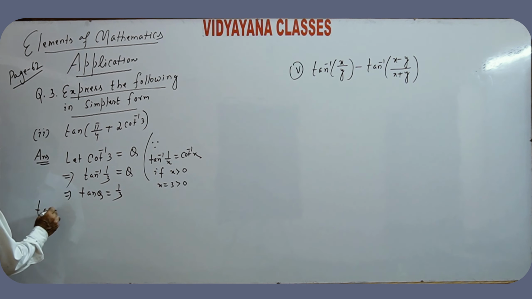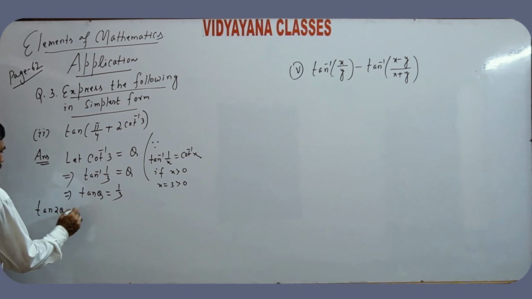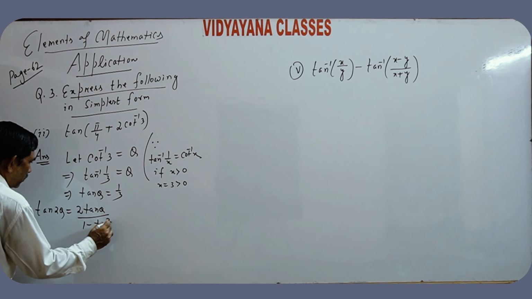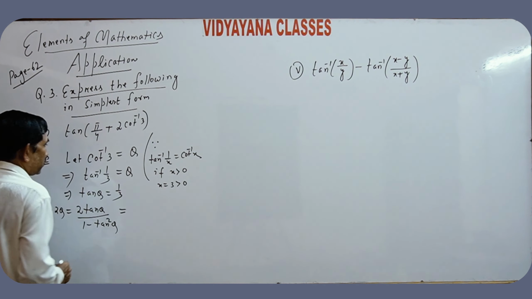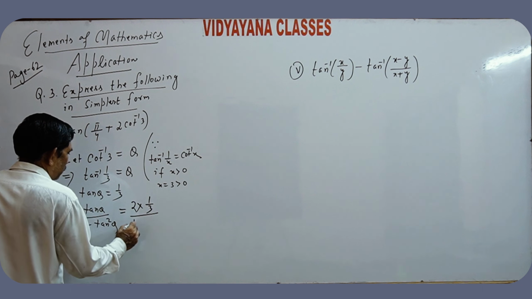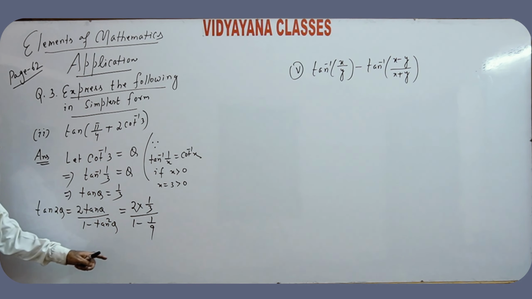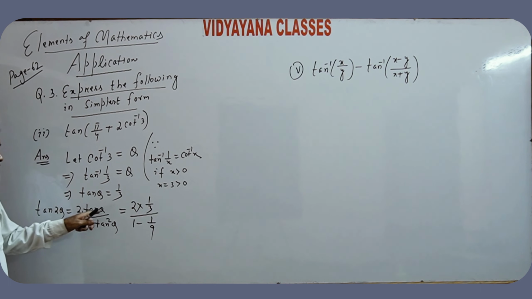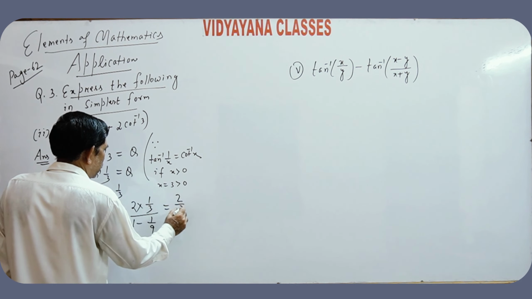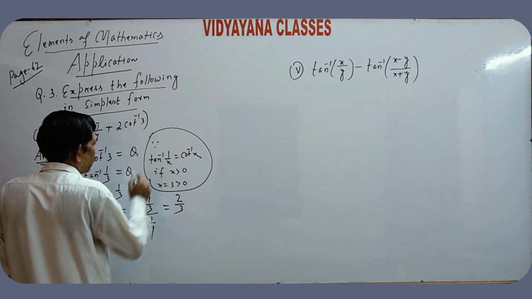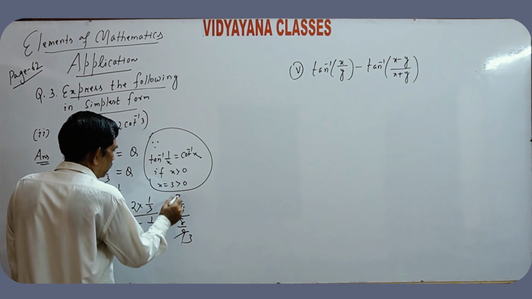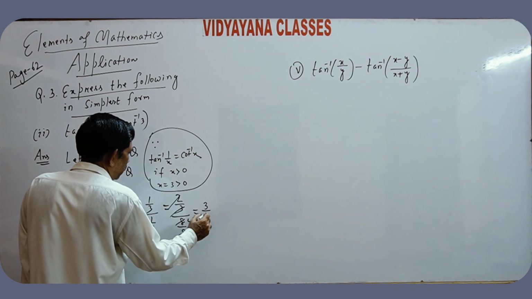Tan 2 theta is equal to 2 tan theta divided by 1 minus tan square theta, which is the same as 2 into 1 by 3 divided by 1 minus 1 by 9, since tan theta is equal to 1 by 3. This is equal to 2 by 3 divided by 8 by 9, which is equal to 3 by 4.